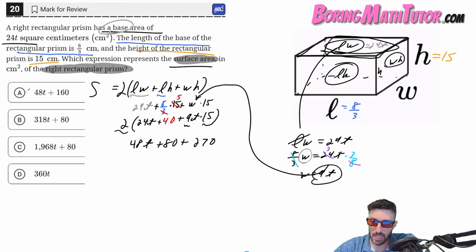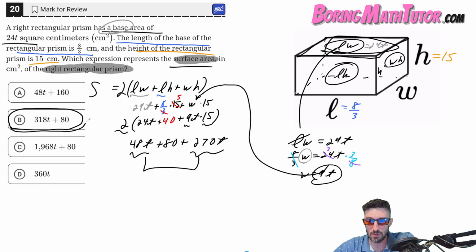And I can see that there's only one answer that is going to have 48T plus 270T in it. So I can just focus on that right now. And what does that get me? That gets me, the only possibility is the one that ends in an 8, which is B.